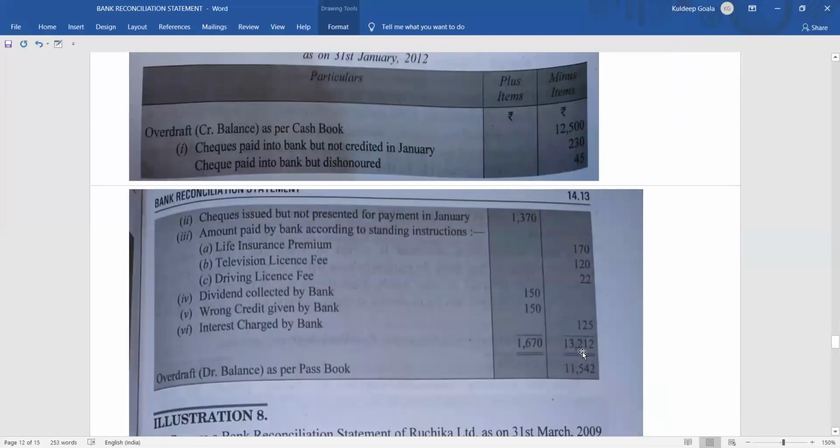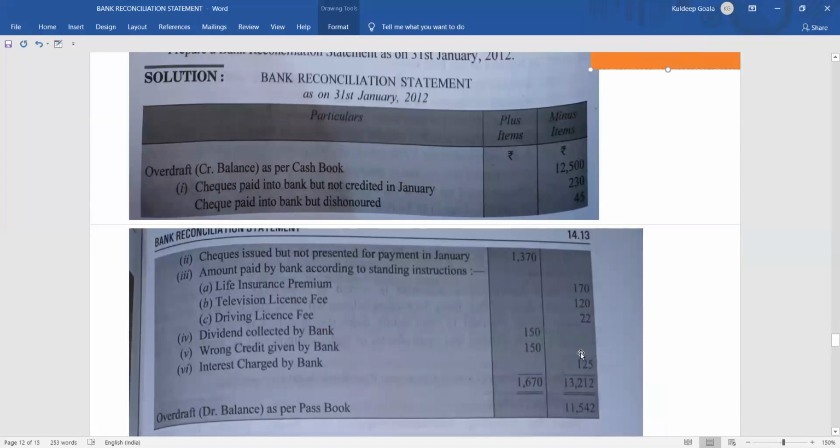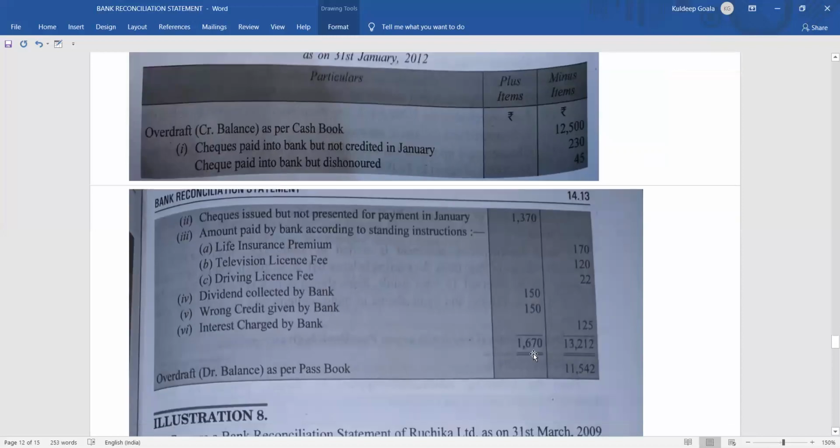Okay. Now what you will do, you'll just find out the total of both the sides. What is the plus side total? What is the minus side total? We'll do the balancing. So the plus item total is 1670 and minus item it is 13,212. So again the minus is more. So after deducting, the balance comes 11,542. Put it in the minus item column itself.